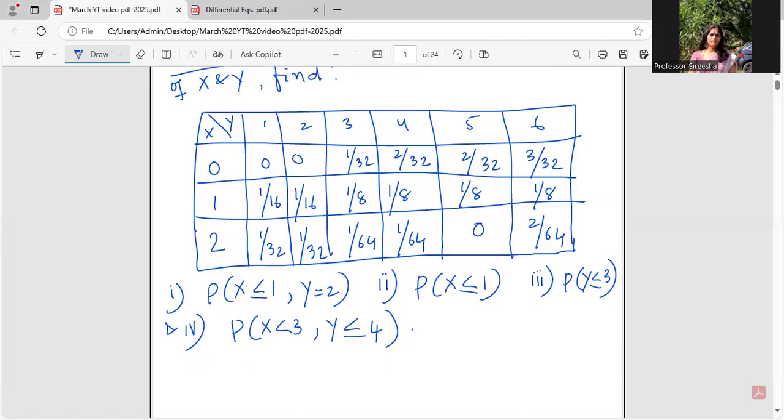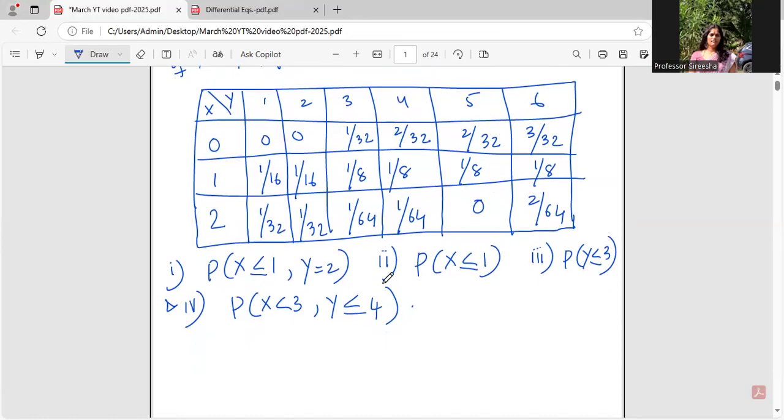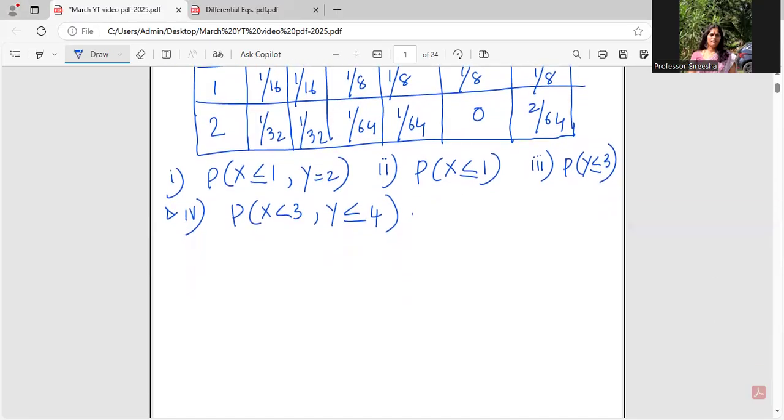Of course, by default, you can go for finding out the marginal distributions of X and Y. That would be one good thing which I will suggest before going for finding out the remaining things. Once you finish finding the marginal distributions of X and Y, the remaining values can be easily found out. And you can clearly see here, you have conditional probabilities kind of things: P of X less than or equal to 1 given Y is equal to 2, P of X less than or equal to 3 given Y less than or equal to 4. So let's start with doing marginal distributions of X and Y.